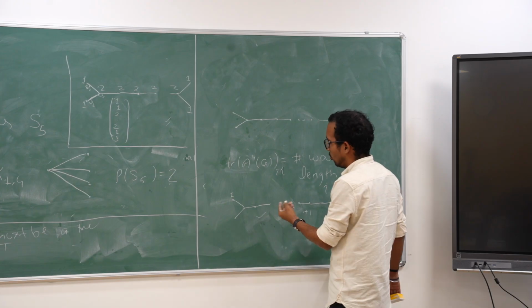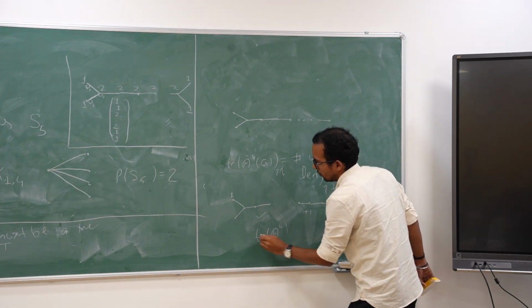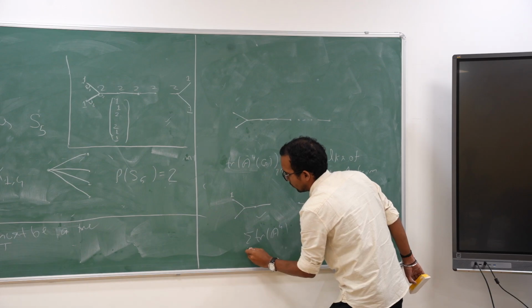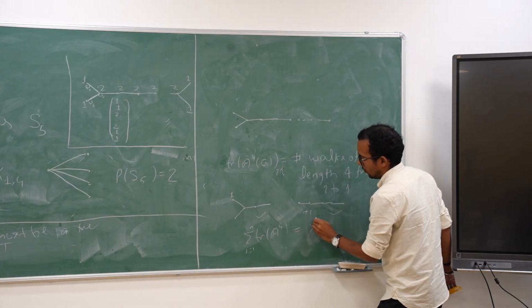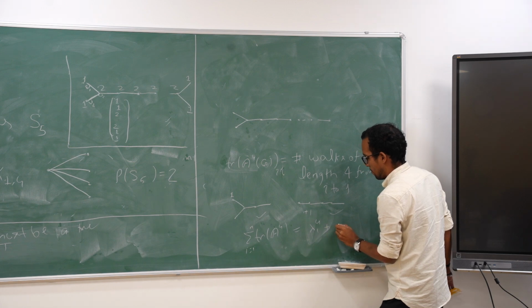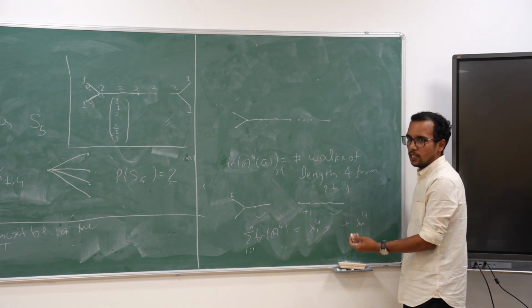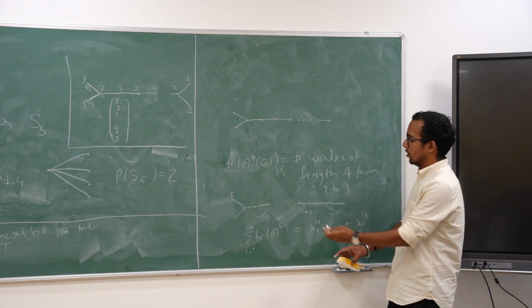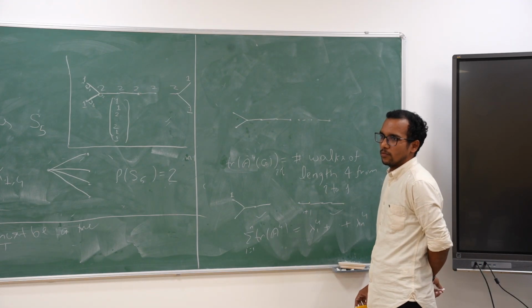Trace of A to the power 4 means something like this must be there. But these two graphs don't have the same number of walks of length 4.